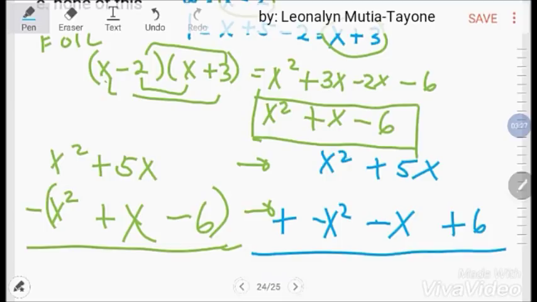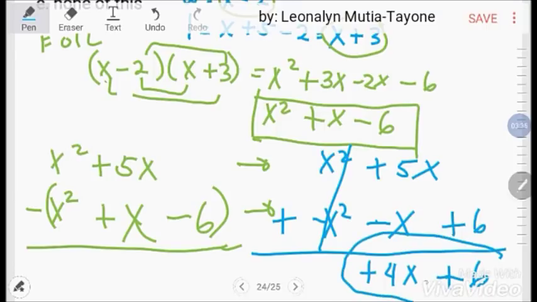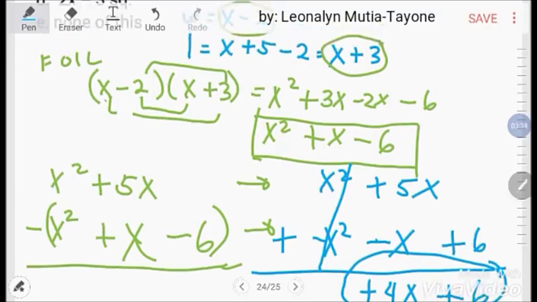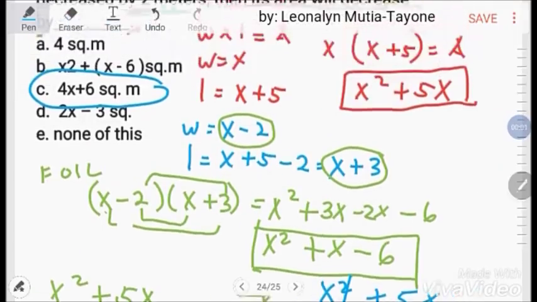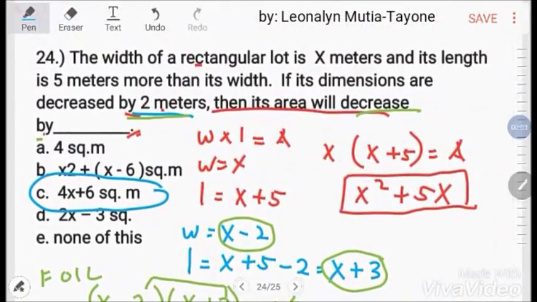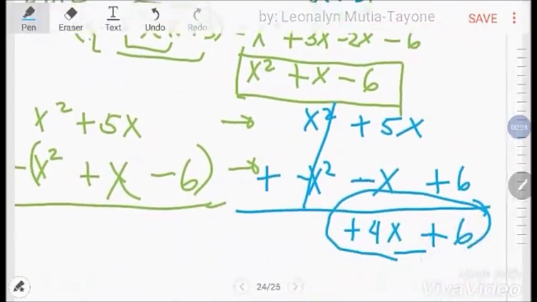So, mag-add na tayo. Cancel na yan. And this is positive 4x plus 6. So, the answer is 4x plus 6. Letter C. Kung medyo nalilito kayo, i-rewind nyo lang yung banda dito.